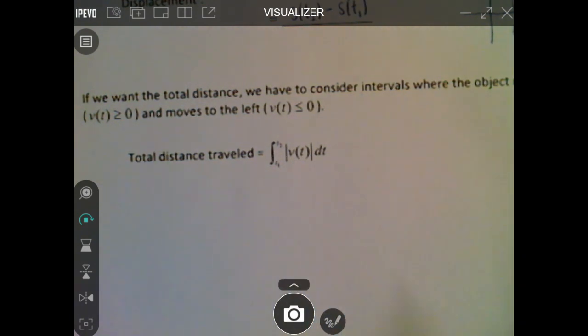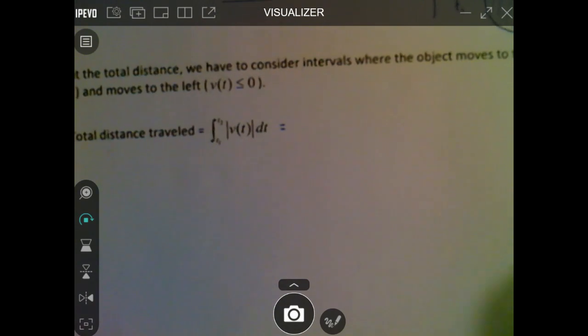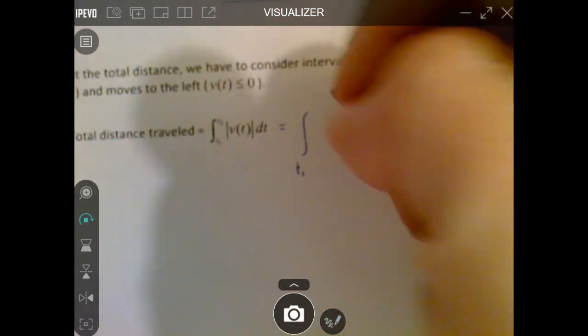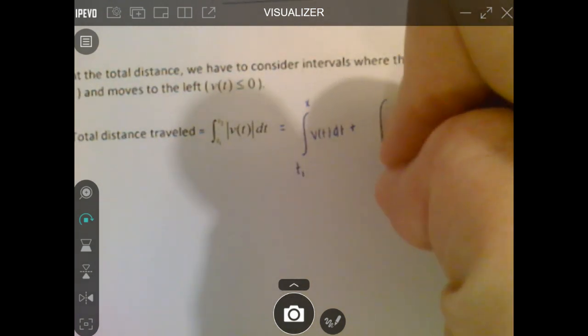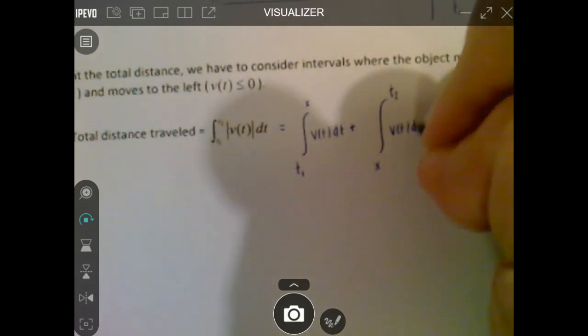The way that we split that up, and we are going to have to split that up, is into, depending on what the function is, usually two integrals, could be more. We're going to split that up into two integrals. I'll write this as the integral from t sub 1 to x of v of t dt plus some integral from x to t sub 2 of v of t dt.